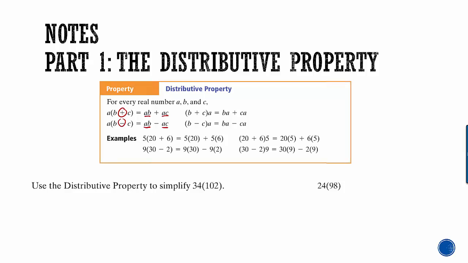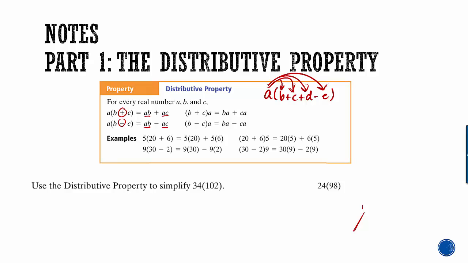And this works for a ton of things inside the parentheses. We tend to use it for just two, but if you had A times B plus C plus D minus E, you could still distribute this A to all of the things inside of here. So use the distributive property to simplify numbers.